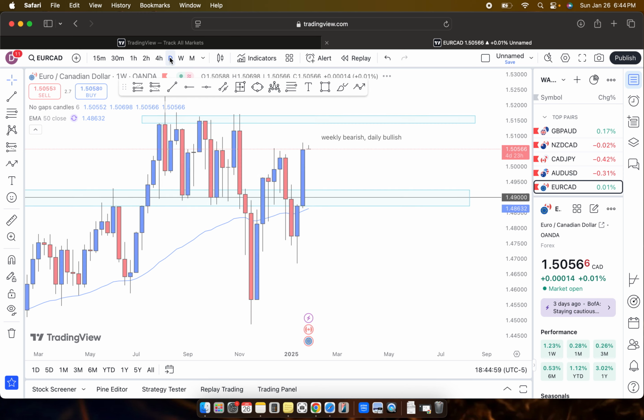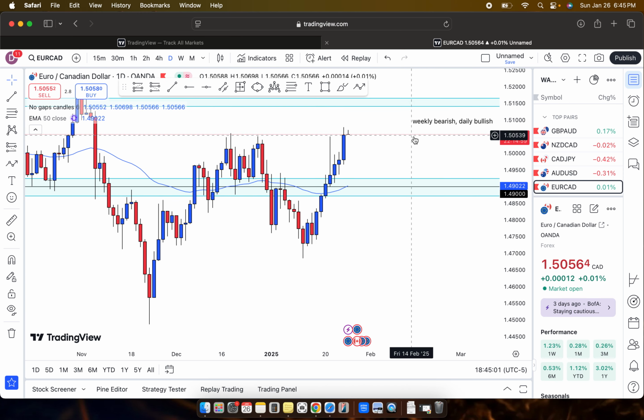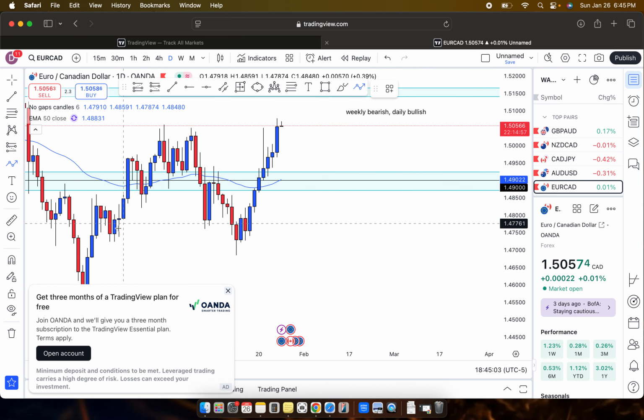So weekly still bearish. On the daily, we have higher high, higher low, higher high, higher low, higher high, higher low, higher high, lower low, and lower high, lower low, and higher high, right? It broke this previous daily lower high.